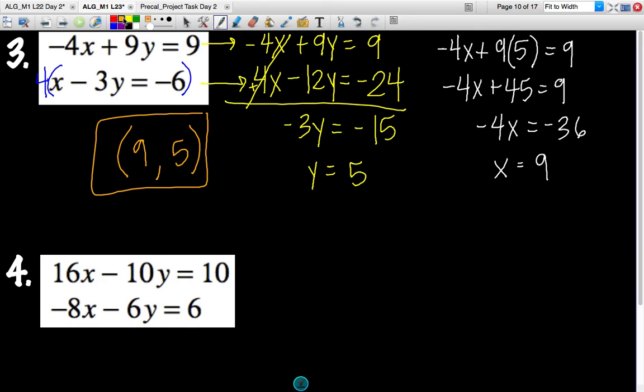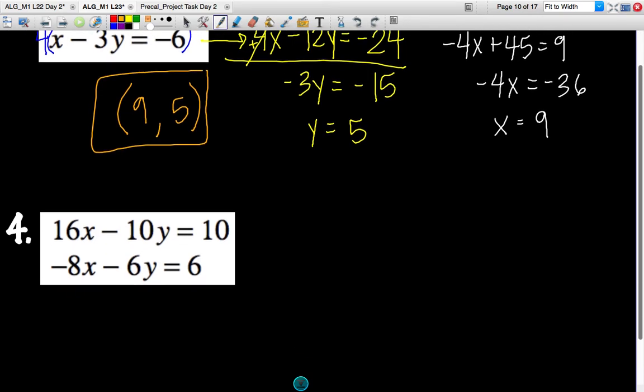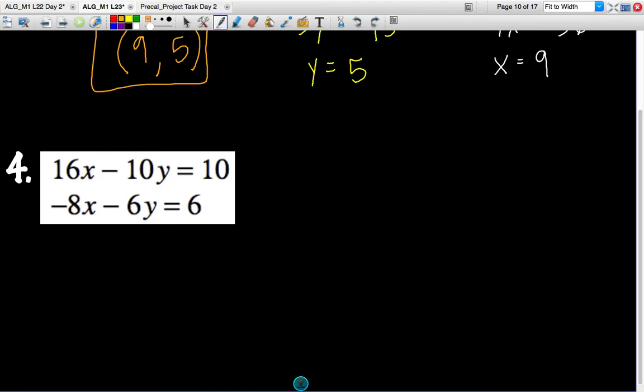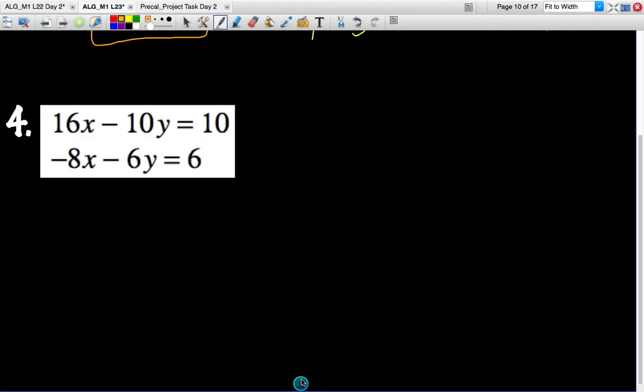Let's look at number 4. So again, there are different ways in which you can eliminate a variable. So this time, let's look at 4. Just by looking at it, the x's don't eliminate and the y's don't eliminate, so we are going to have to change one of our equations. So the easiest way it looks like is if we multiply the bottom equation by 2, because that would give me a negative 16x out front, and 16 minus 16 would cancel out.